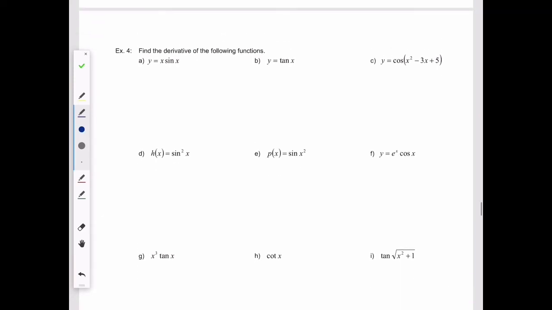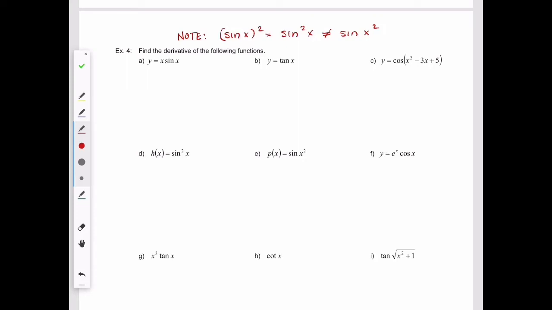So we're going to start example number 4. Before we do that, I'm just going to put a note at the top of the page that we can refer to. I just want you guys to note that the sine of x squared is equal to the sine squared of x, but does not equal the sine of x squared. And we'll see that further down in our calculation.